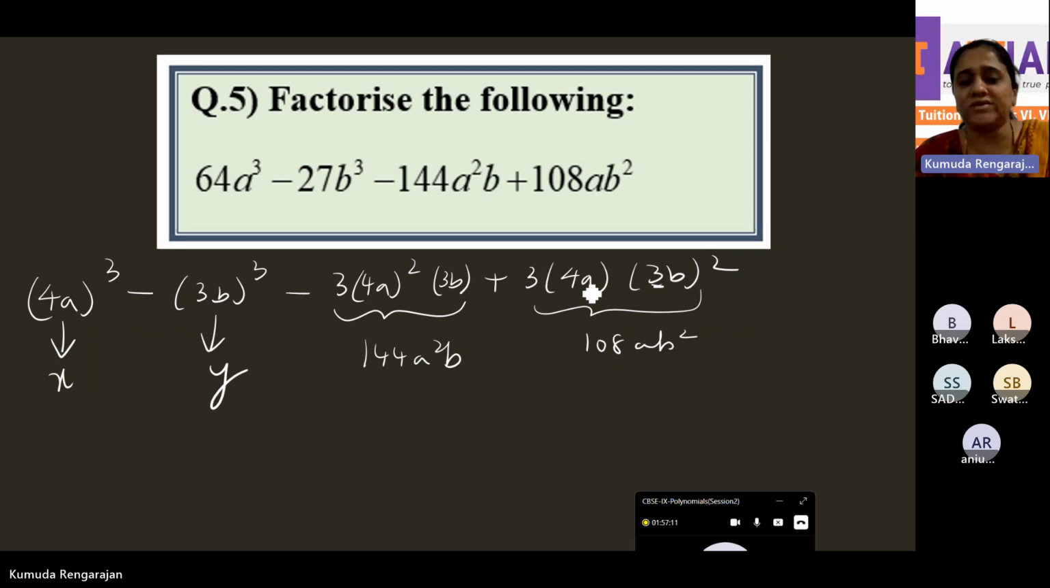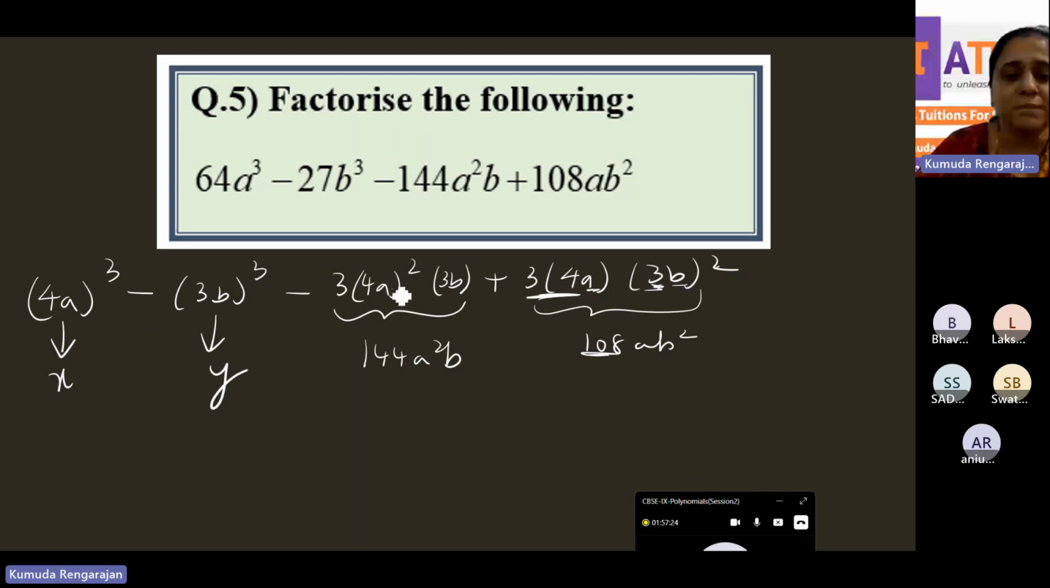9 3 square is 9. 9 into 12 is 108. A b square. And here, simplify here. What is 4 into 4a? 16a square. 16a square into 3, 48a square. 48a square into 3b will be 144a square b.